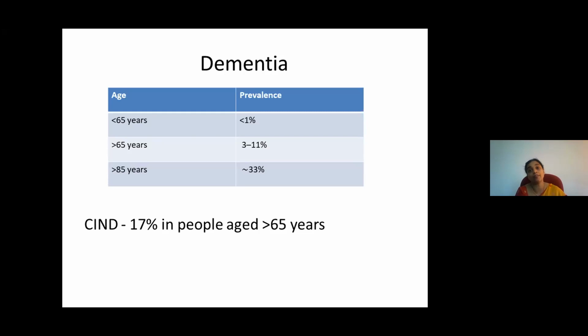So you can understand the importance of the assessment and diagnosis of dementia when we need to make a shared care plan for their further management as the age advances. And cognitive impairment, not dementia, will carry 17% prevalence when people are more than 65 years of age.